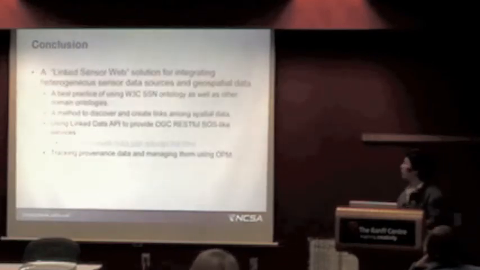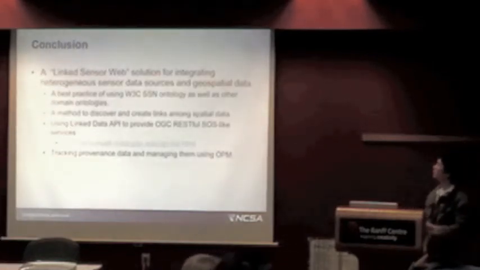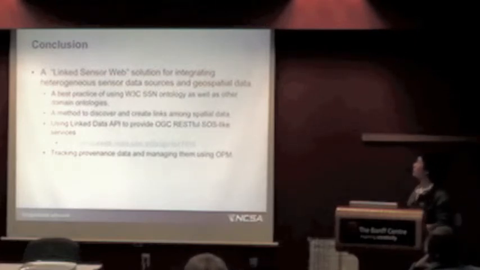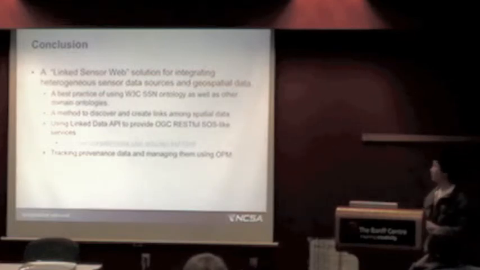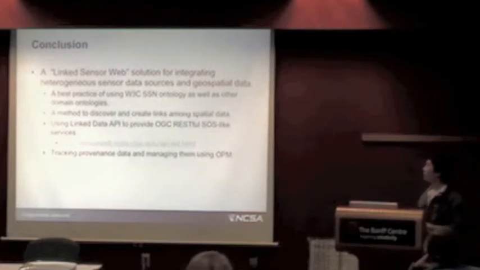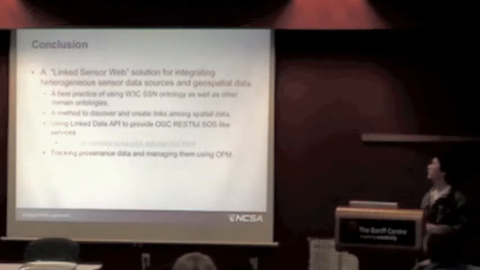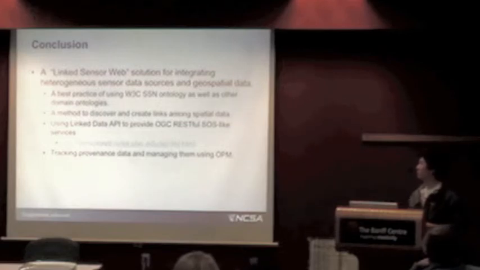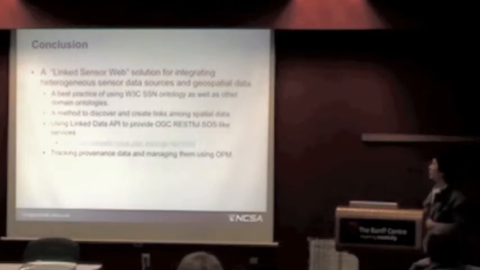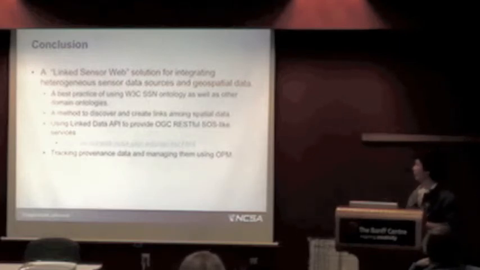So let's conclude our work. We are proposing to create a linked sensor web solution for integrating heterogeneous sensor web, sensor data sources, and geospatial data. We propose best practice using the W3C SSN ontology, as well as other ontologies. We propose to use geometric analysis to discover more links. We propose to use the linked data API to provide SOS service. All the APIs can be found in this web page. We use the OPM to track the provenance.